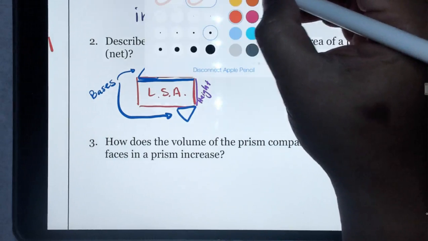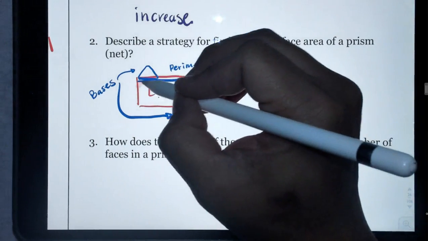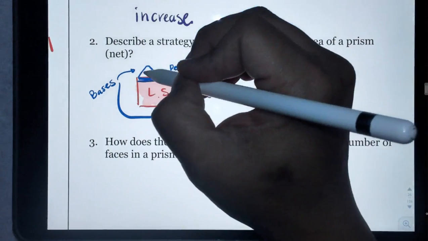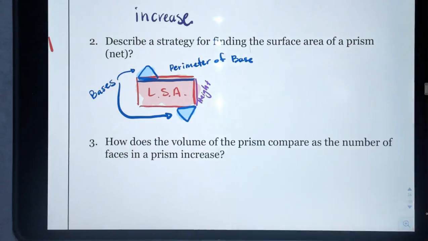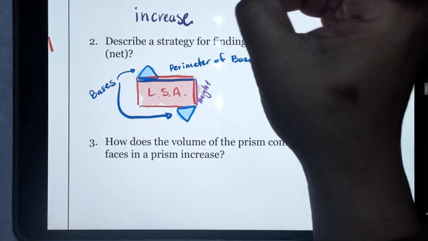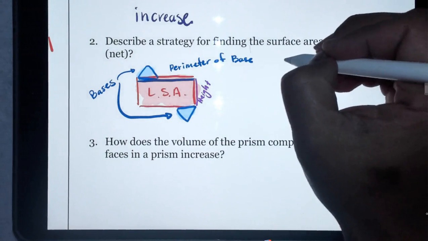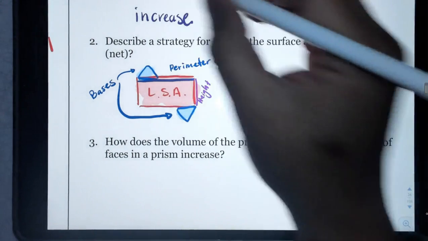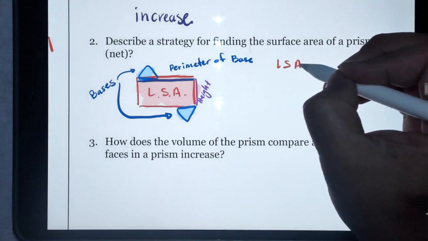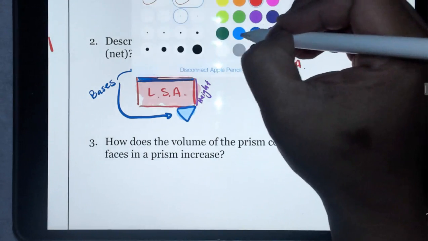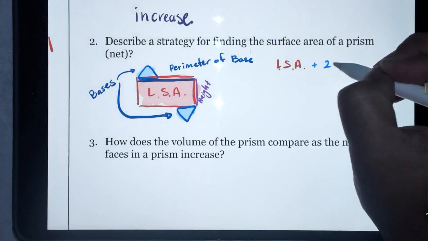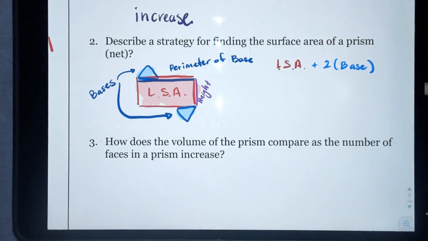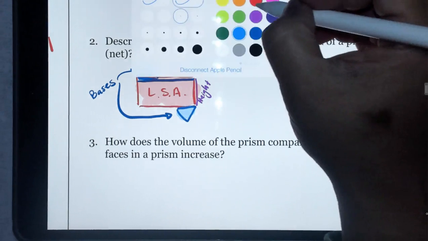So here's our equation. I need this red section here, LSA, and then I need two bases, base and base. Okay, so I'm going to write that out. Here in red is area LSA plus 2 base. Okay, so I'm going to write the equations right underneath it.